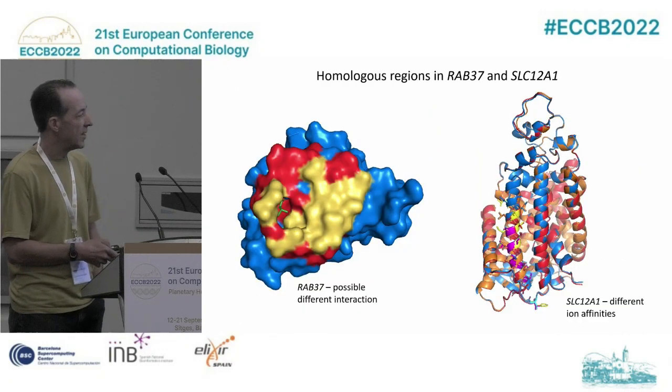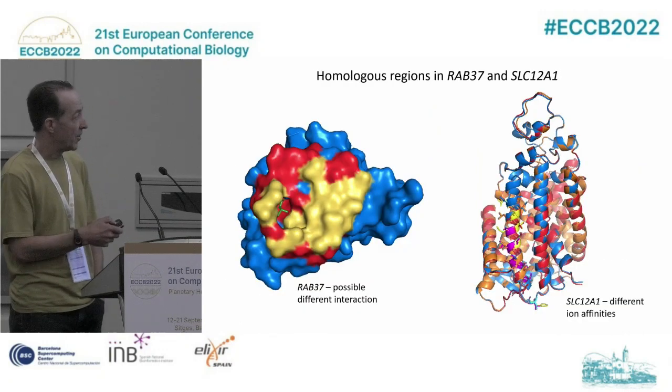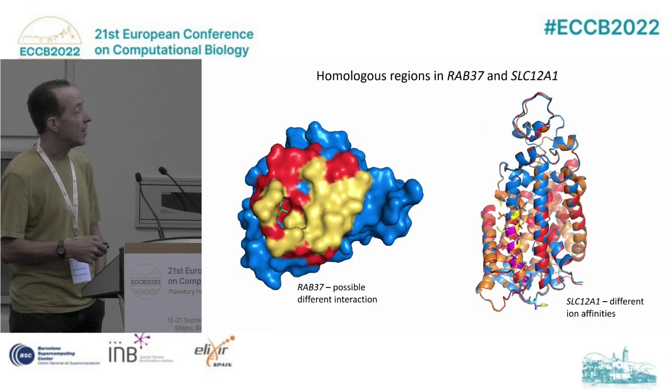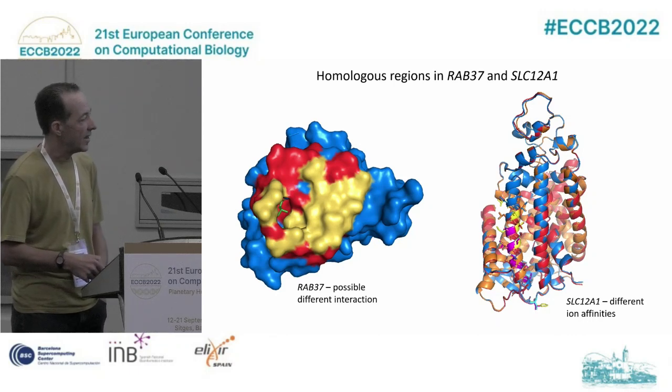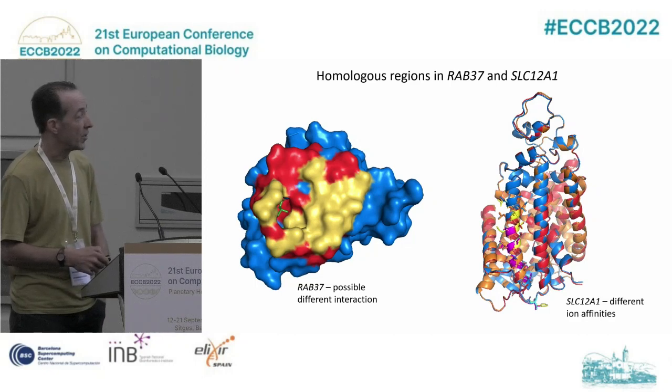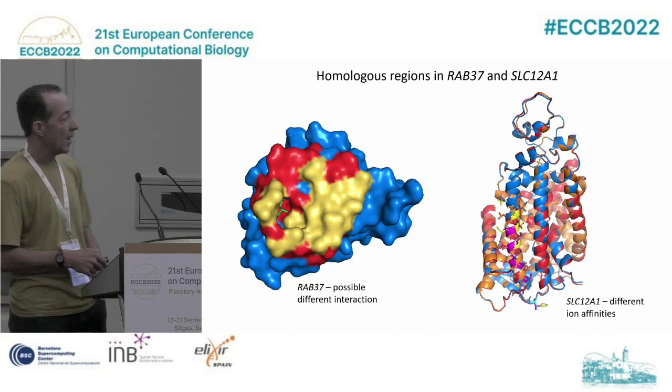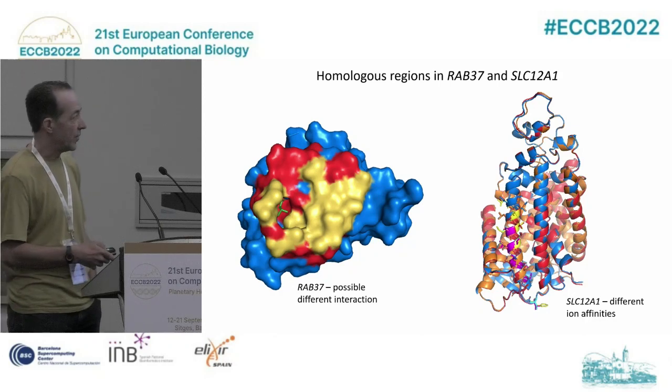Here's a couple of cases. RAB37: what I've done here is painted on the surface of the protein those residues that change and those residues that are conserved. The conserved residues are red. The yellow residues have changed, and this looks like it might have a different surface interaction patch for binding to another protein. This is the SLC12A1 case we saw earlier on. These three different isoforms are expressed in different parts of the kidney, and they have different ion affinities.